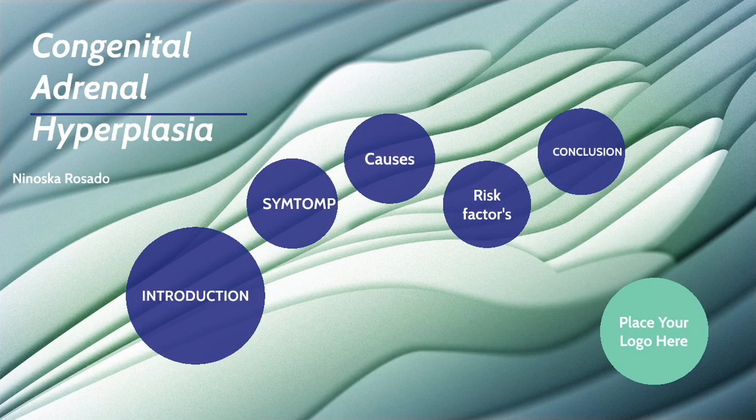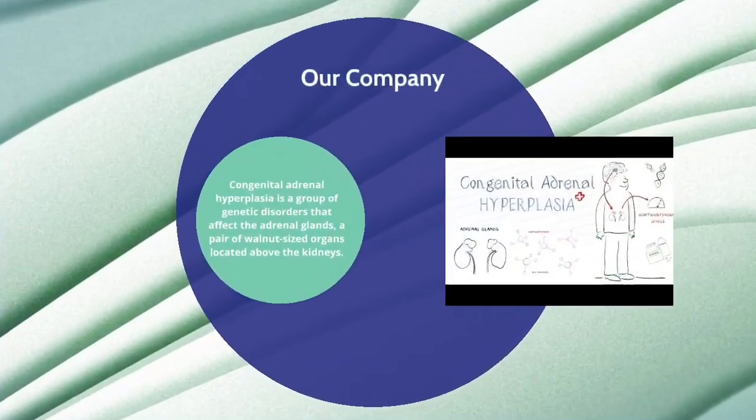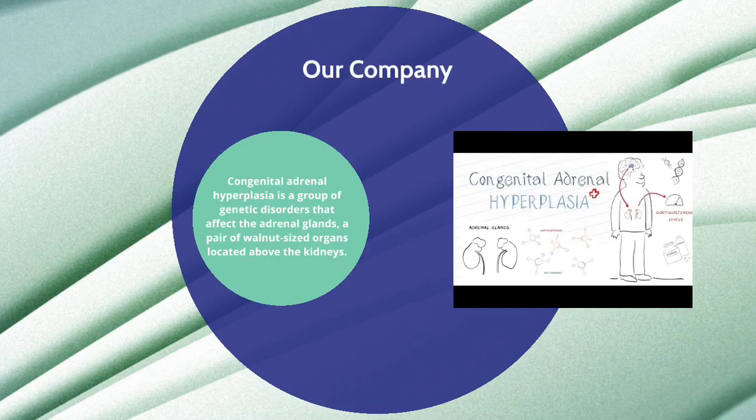Congenital adrenal hyperplasia introduction. Congenital adrenal hyperplasia is a group of genetic disorders that affects the adrenal glands, a pair of small organs located above the kidneys.